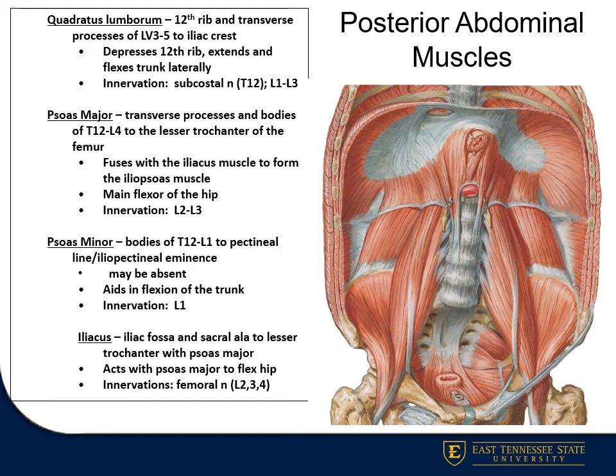And then there's the iliacus muscle, which extends from the iliac fossa and sacral ala to the lesser trochanter. This courses, as we heard earlier, with the psoas major to form the iliopsoas, and is the major flexor of the hip, and this is innervated by the femoral nerve.